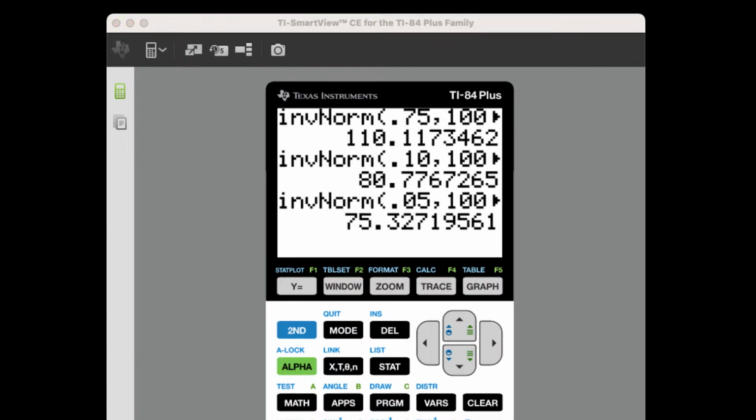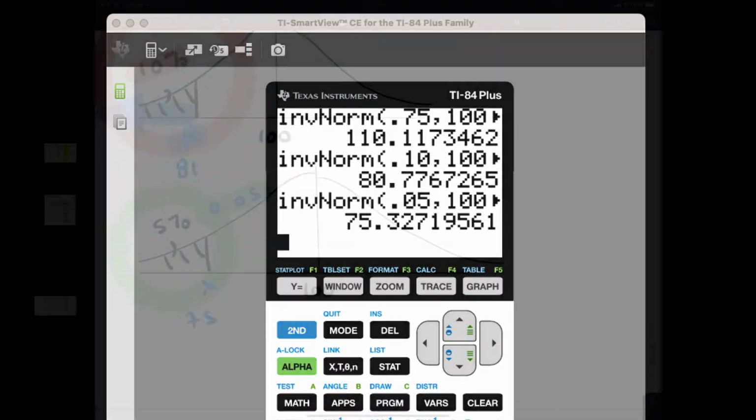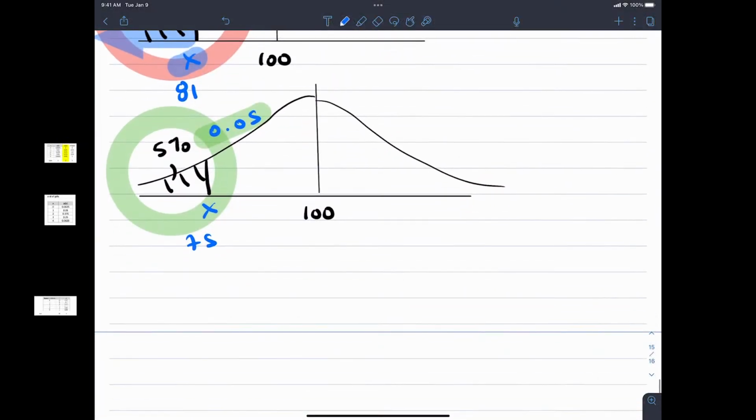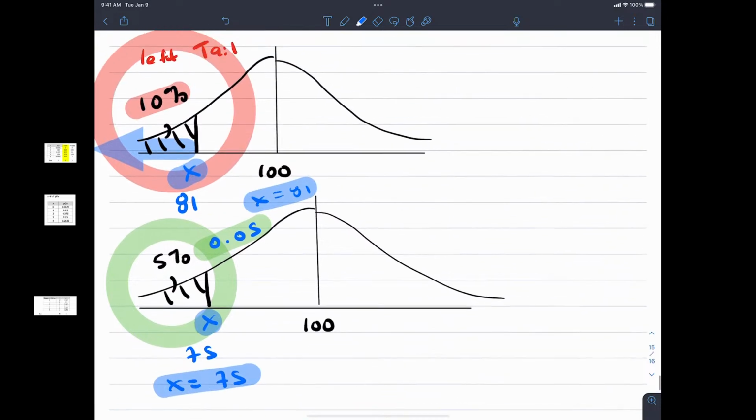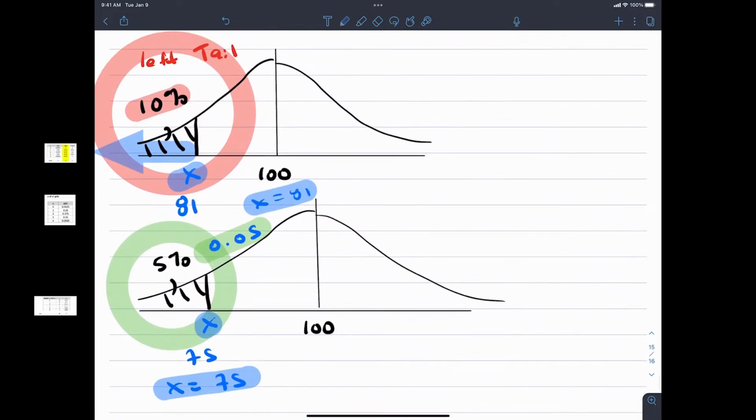All right, so what number is this? The whole number, because these are IQ scores. 75. And it's not 75%, it's just that the score is 75. Like here, your score would have to be 81. This is the value of X we put down here. So you guys can compare and contrast. Whenever they use the phrase bottom, that's really left tails.